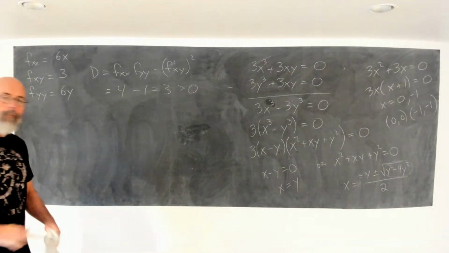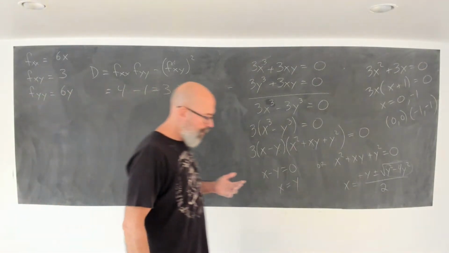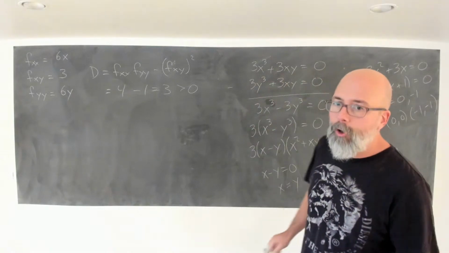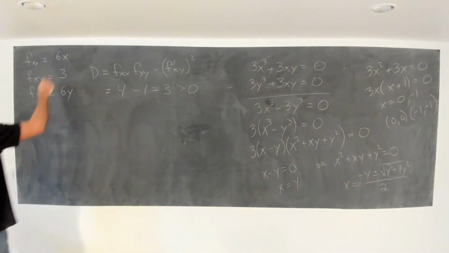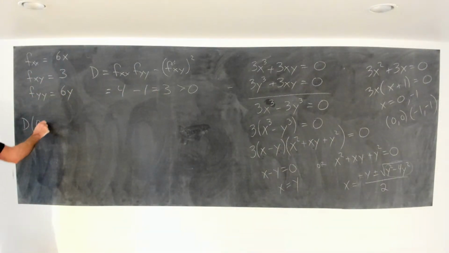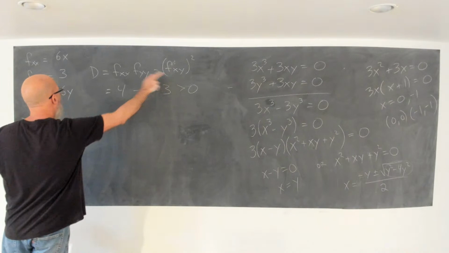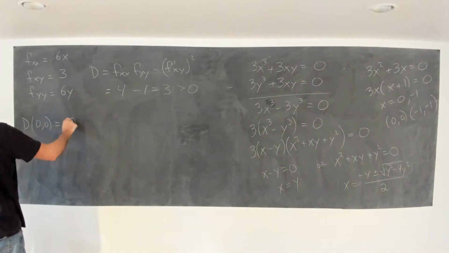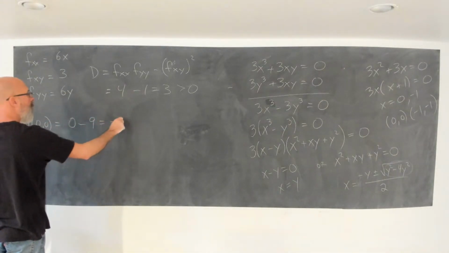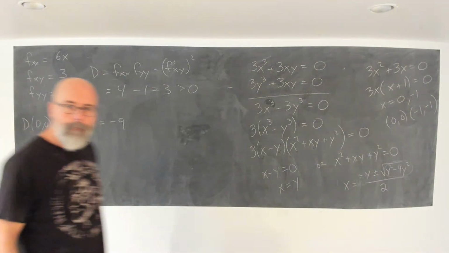So you see that now, as is the case in general, D really depends on which point you're looking at. So D at the point (0, 0), which is fxx times fyy minus fxy squared. So when x is 0, this is 0. So D is -9. And what does it mean when D is negative?